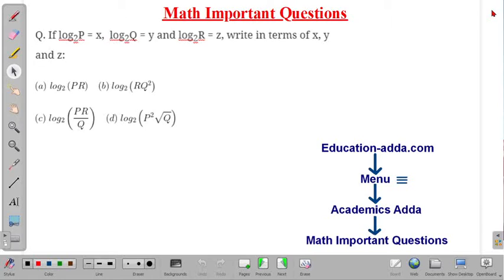In this lecture, we will discuss one important problem from the topic logarithms.